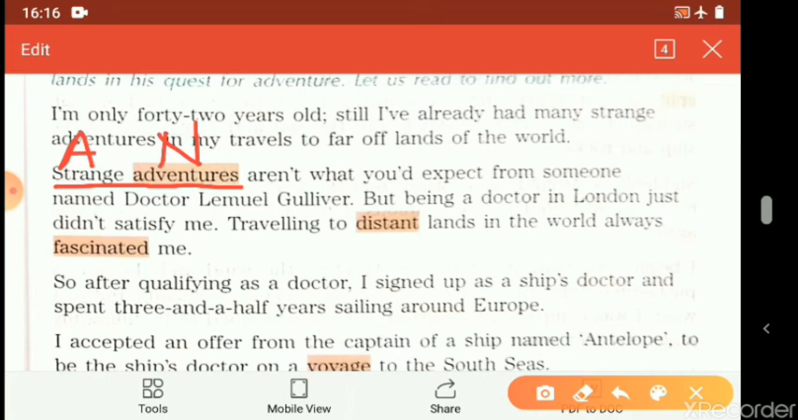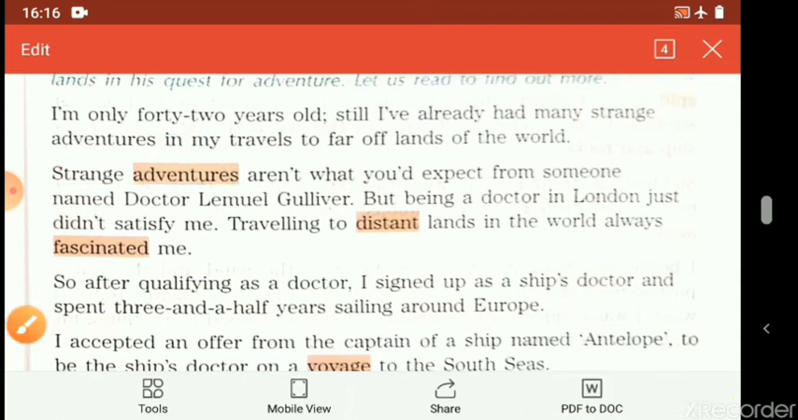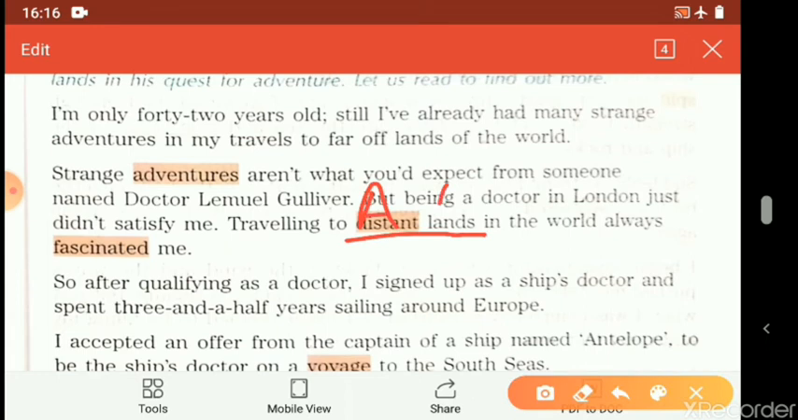So the first adjective that describes a noun is strange adventures. Now we need to find the second one, and second is also from the same page, same paragraph. Distant lands. बेटा distant आपका adjective है और lands आपका क्या है? Noun है. So distant किसको describe कर रहा है? Lands को. Distant lands. This is again distant is adjective and lands is noun which it is describing.